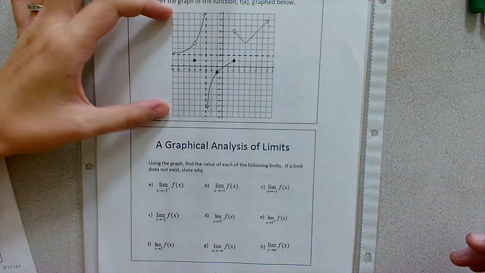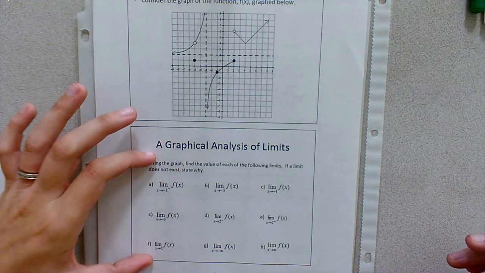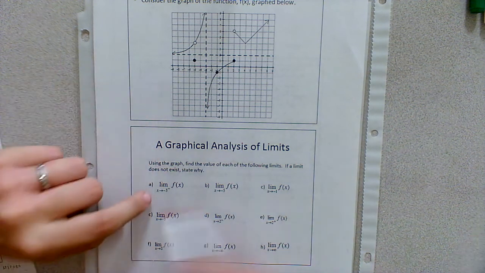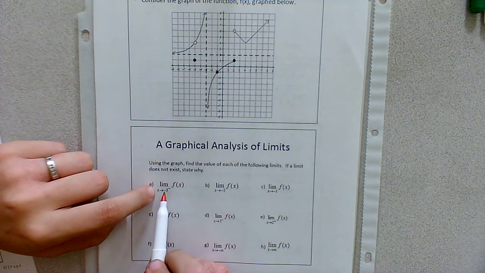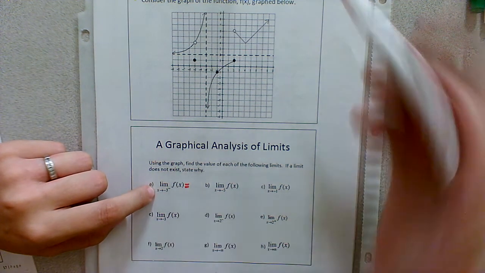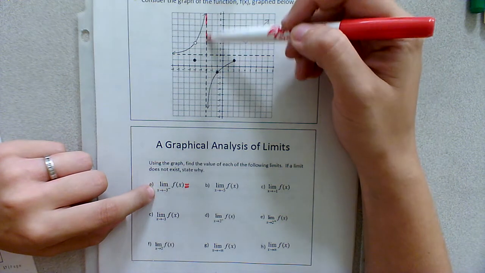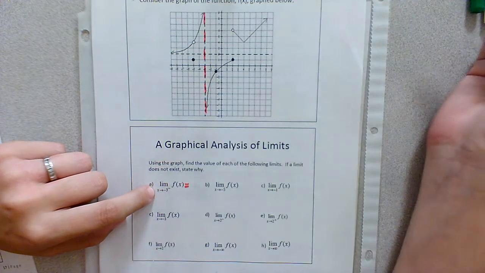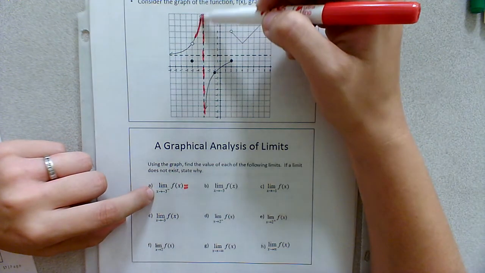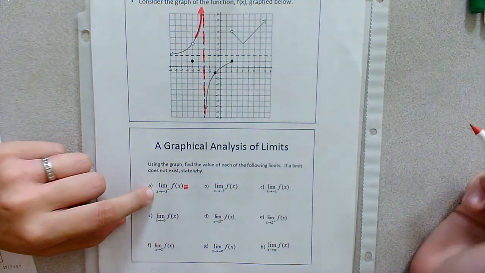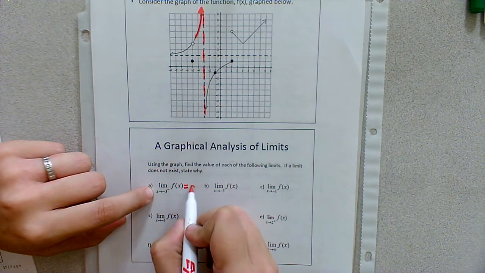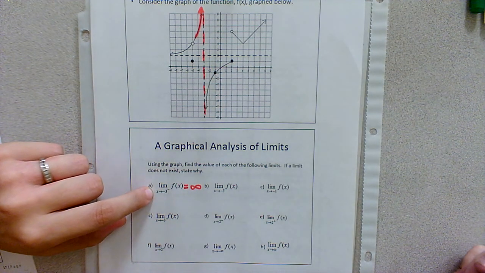So the graph is at the top, and we're going to try to evaluate some of these limit values at the bottom. Our first one is we want to approach -3 just from the left. -3 on the graph is where we have our vertical asymptote, and if we trace the left-hand side, notice how the function goes up forever. So the function is approaching positive infinity.